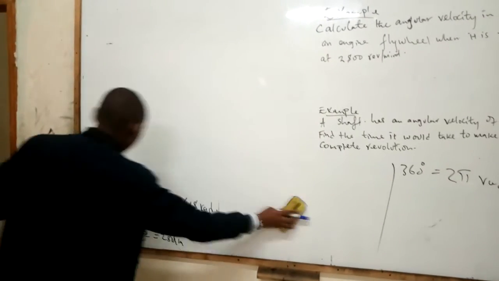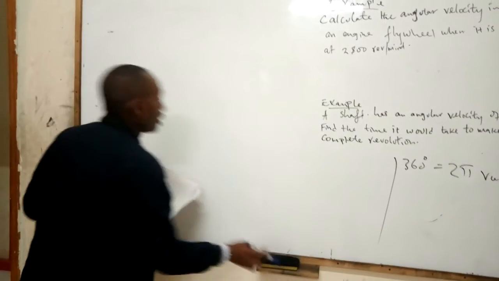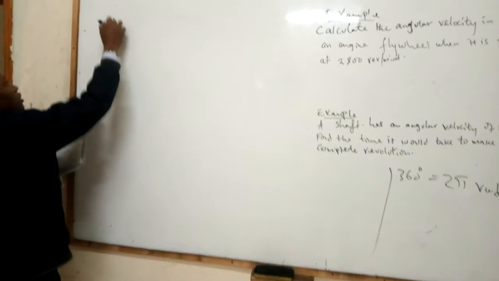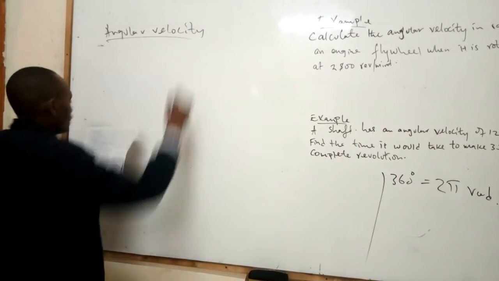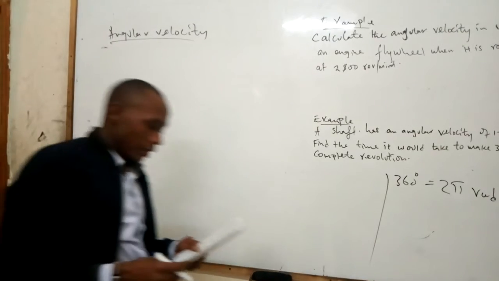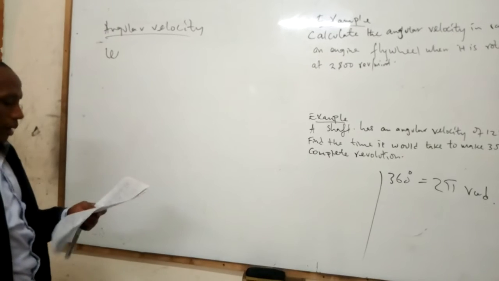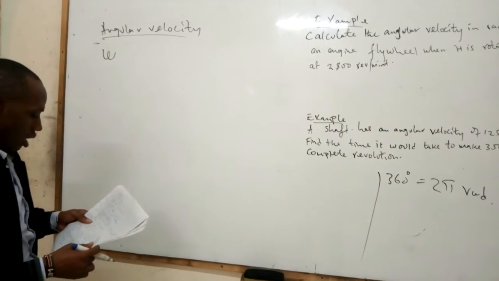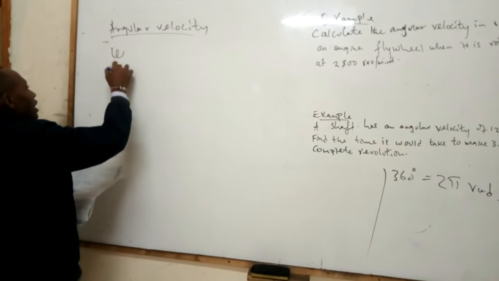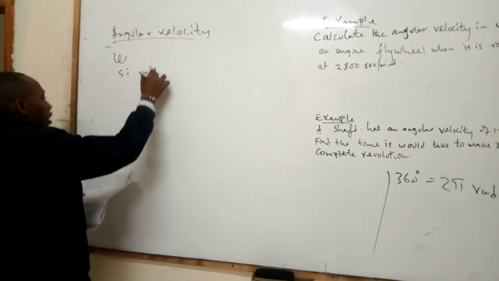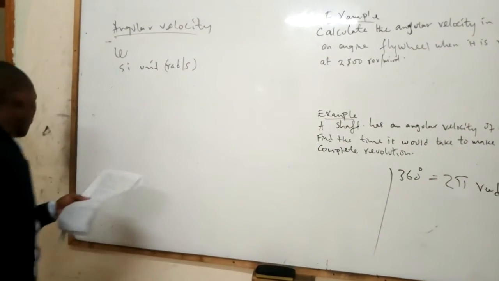Angular velocity is the rate of change of angular displacement with time. It is denoted by the Greek letter omega, and the SI unit of angular velocity is radian per second.